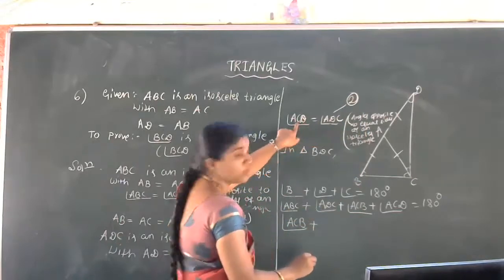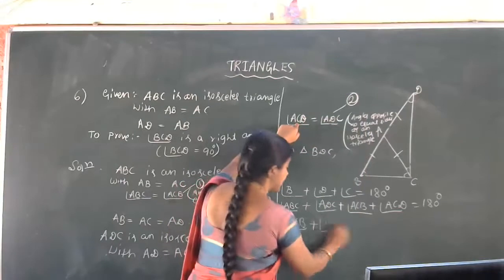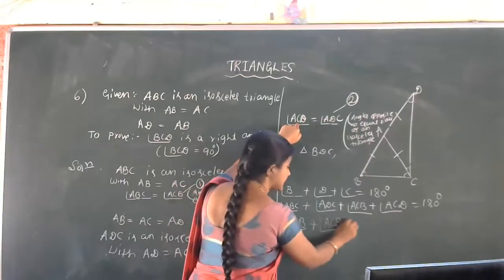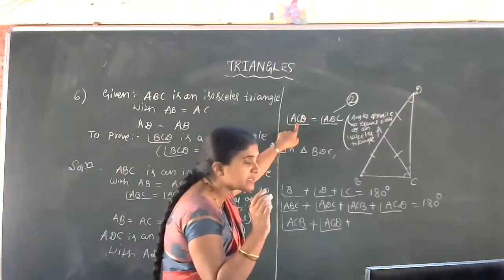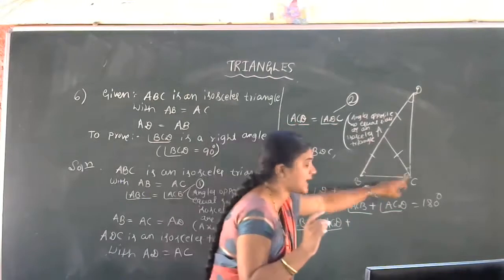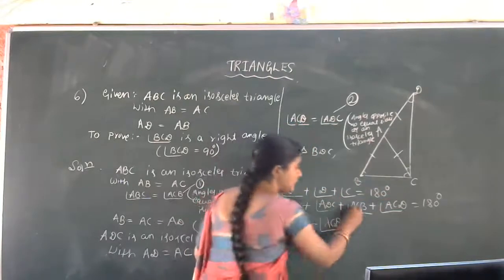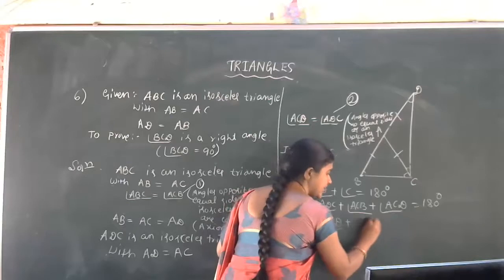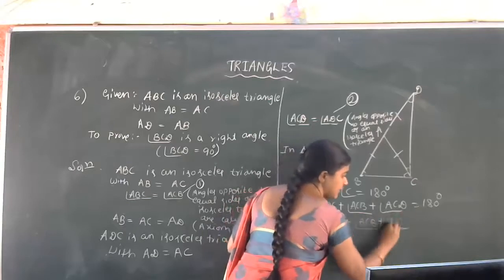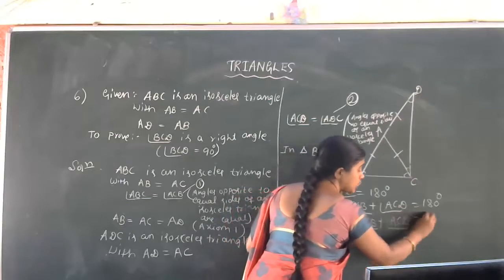So therefore angle C is equal to 90 degrees. ACB plus ACD: when we add these two angles, you will get total angle C. So angle C is equal to 90 degrees. Therefore angle BCD is equal to 90 degrees. That is, BCD is a right angle. Is that clear, students? This is about the 6th problem.